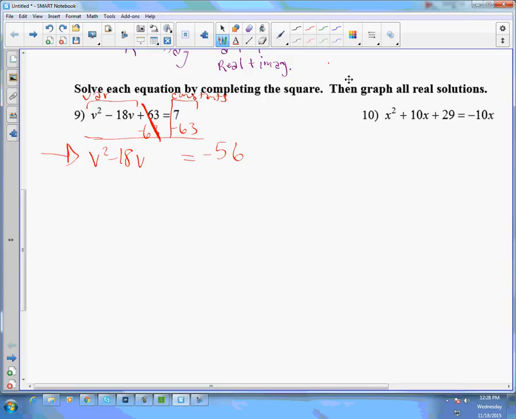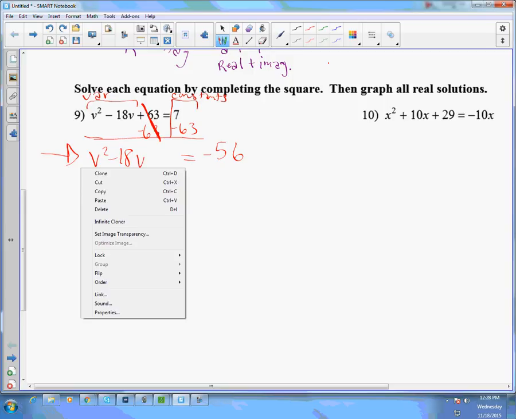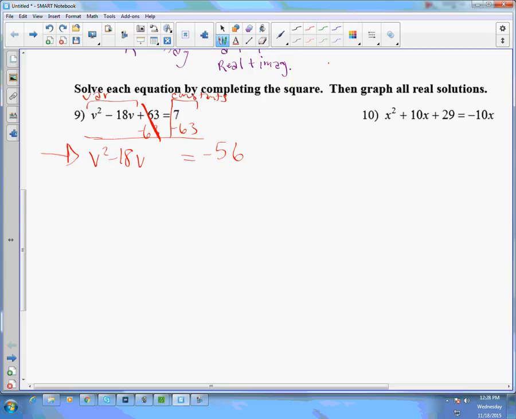Number 2, if needed, divide everything by the leading coefficient. Probably not going to see that on the test, so don't worry about it. Number 3, find C. What's the formula?